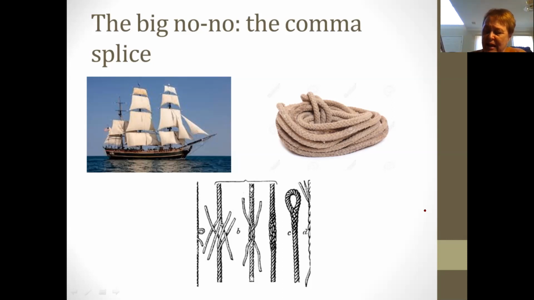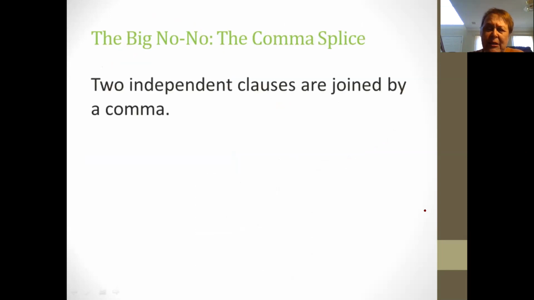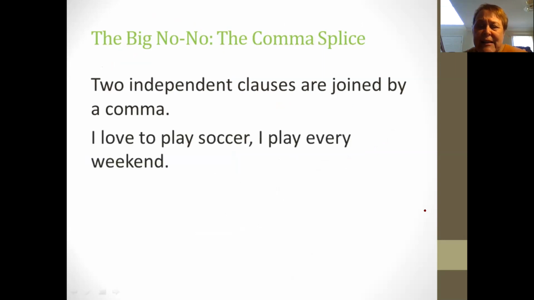All right. Unfortunately, though, it's not correct in English to do it with a comma. So here's a definition of a comma splice: it is when two independent clauses are joined by a comma. All right, and here is an example. I love to play soccer, comma, I play every weekend. Okay. This is not okay in English, okay?